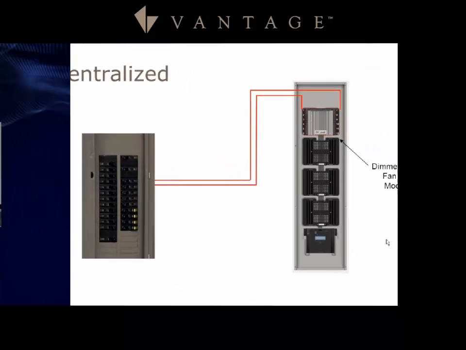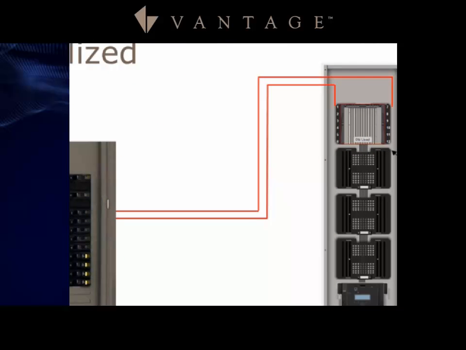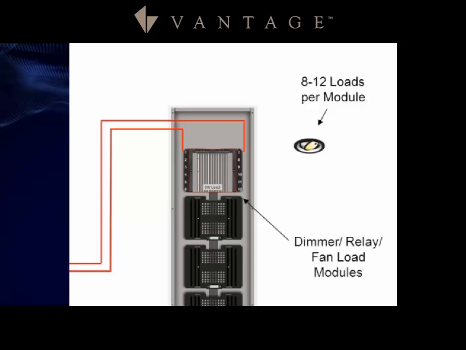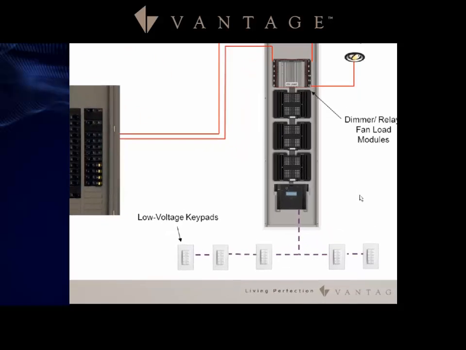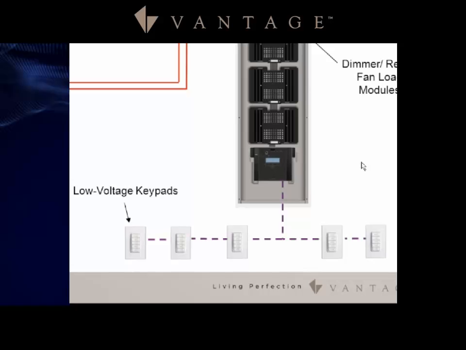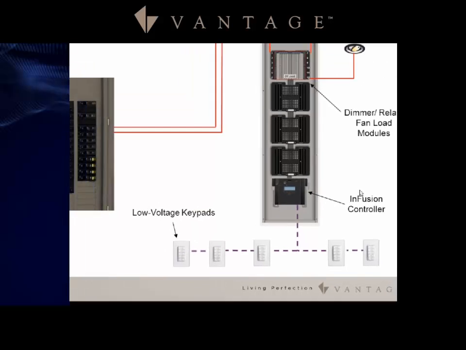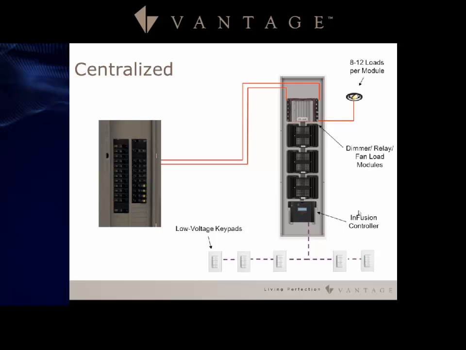This is where you have your breaker feed straight from the breaker to the panel itself, landing on the enclosure. Then you have the light load run as a home run down to the enclosure itself. And then you have low voltage keypads out where the switches would be, with a daisy-chained home run wiring scenario of the Vantage station bus. And then you have the Infusion controller as the processor that does all of the commands.